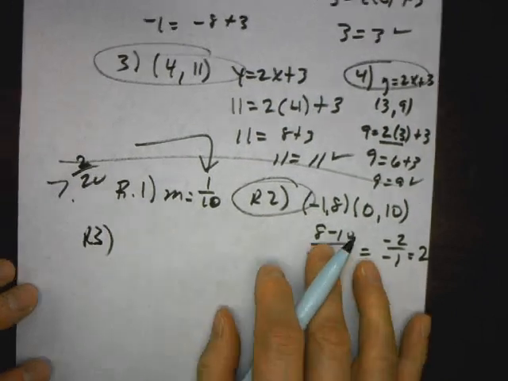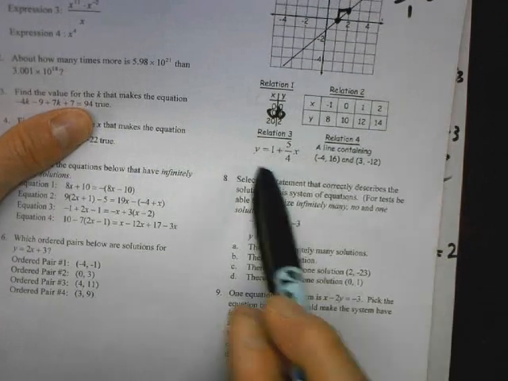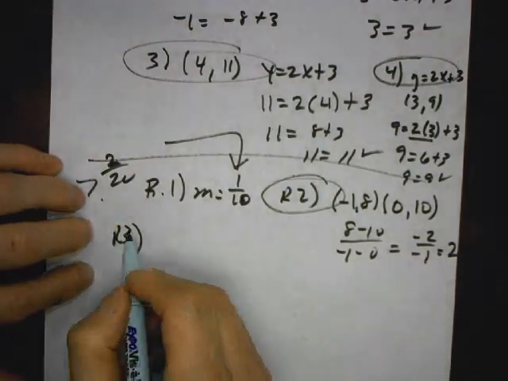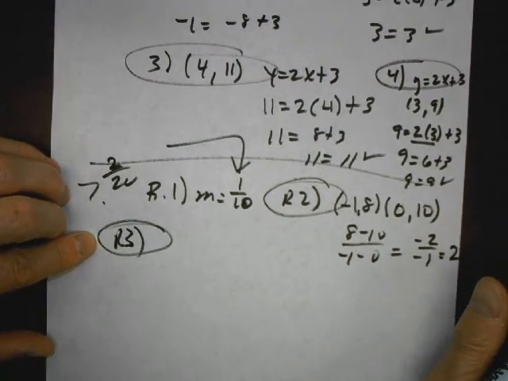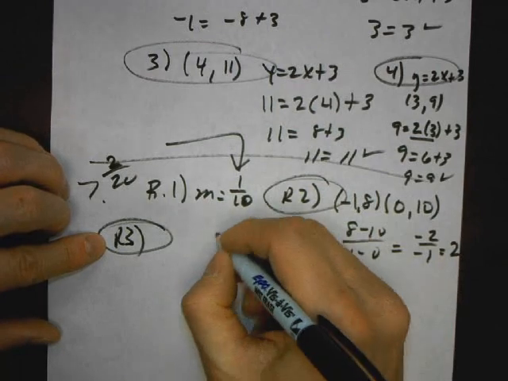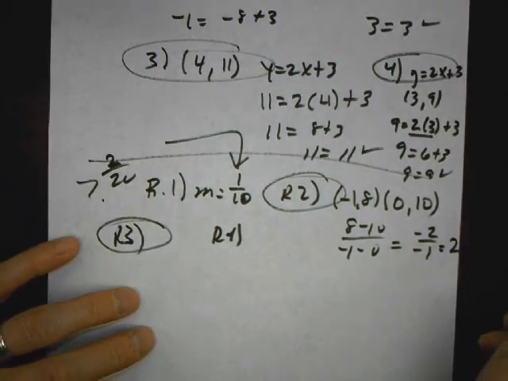Relation 3. Relation 3 gives us an equation. It's in slope-intercept form because the y is isolated. The slope is in front of x. 5/4. 5/4 is a number that's bigger than 1, right? Because 4/4 is 1, 5/4 is more. So relation 3 has a greater slope than the graph.